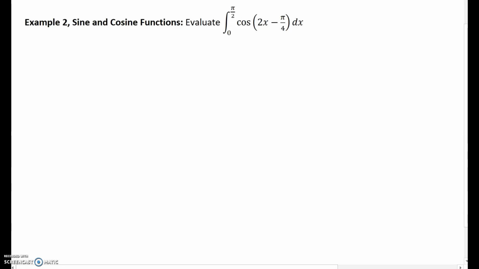Okay, so here we're going to use u-substitution in a definite integral of a trig function. It's going to be cosine of 2x minus pi over 4 from 0 to pi over 2. Again, we're going to look at two options.